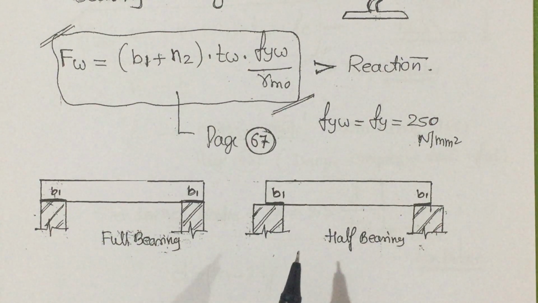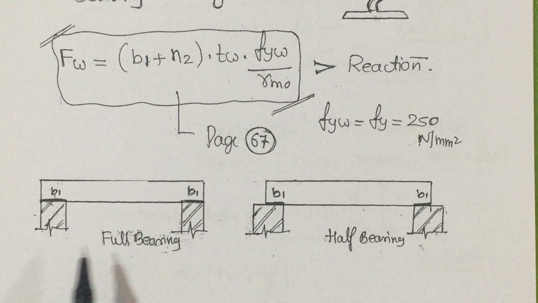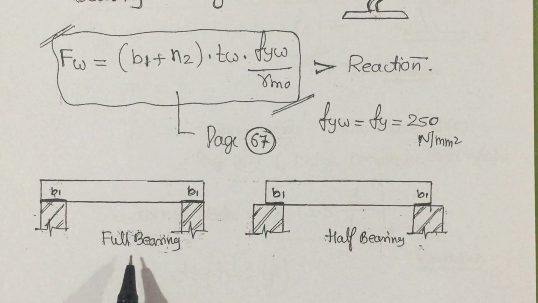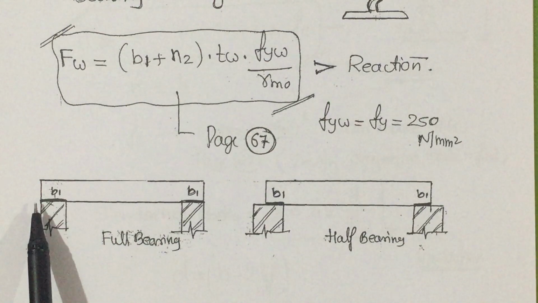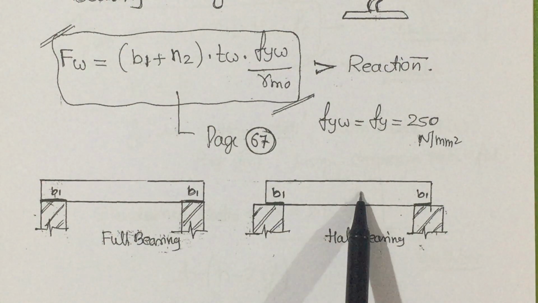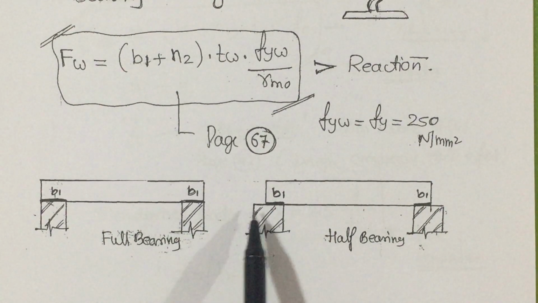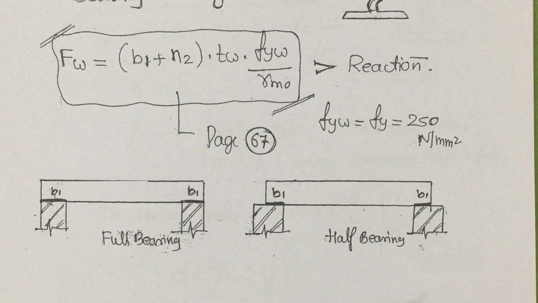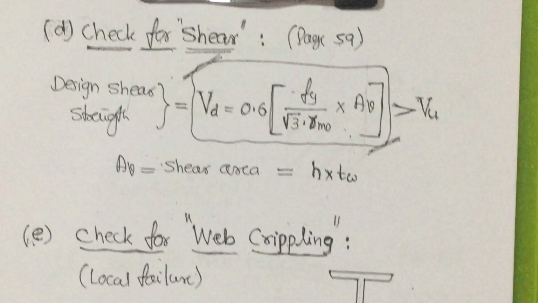Now, we are dealing with bearing strength. Here the beam is placed on the supports completely. So, we are going to get full bearing. Observe here at the end places, the beam is placed partially on the support. So, we are going to get half bearing. These are the two conditions.